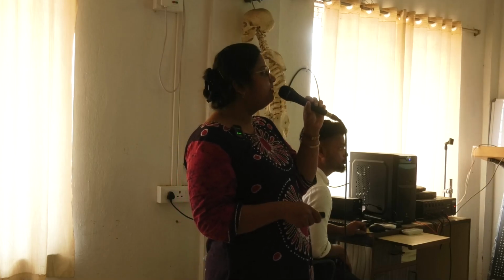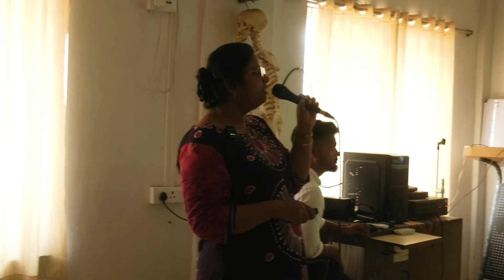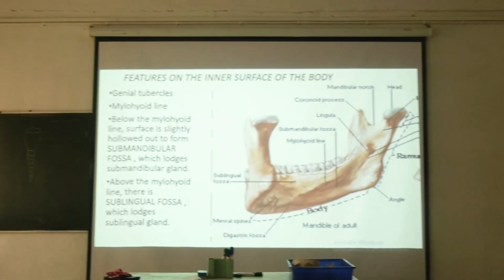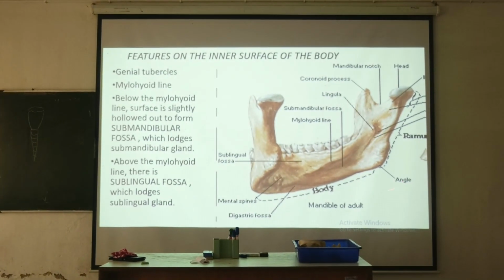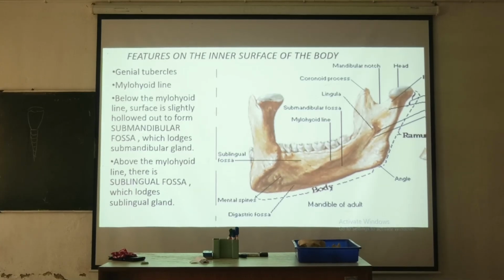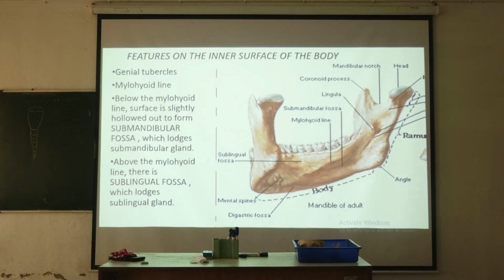So there are genial tubercles, and the mylohyoid line. This line is the mylohyoid line. Below the mylohyoid line, the surface is slightly hollowed out to form the submandibular fossa, which lodges the submandibular gland. And above the mylohyoid line, there is the sublingual fossa, which lodges the sublingual gland. Okay. And here you can see the mandibular foramen. These are parts of the ramus actually. Okay. Next.